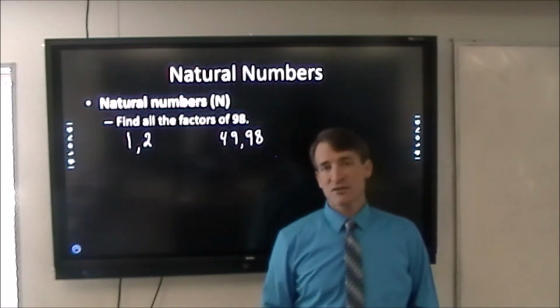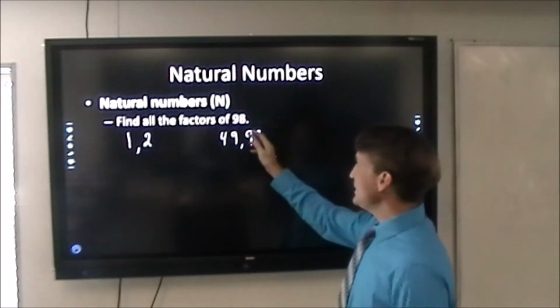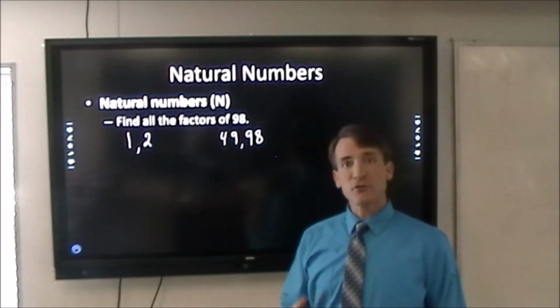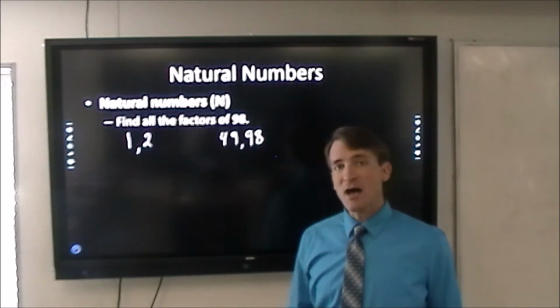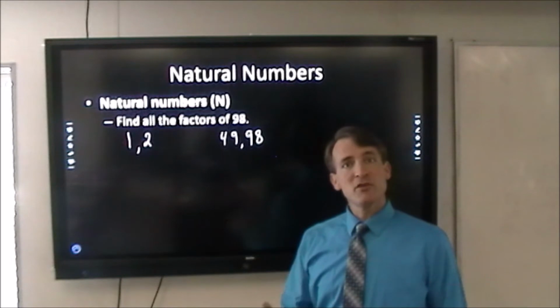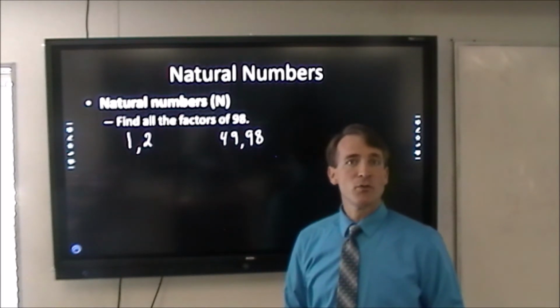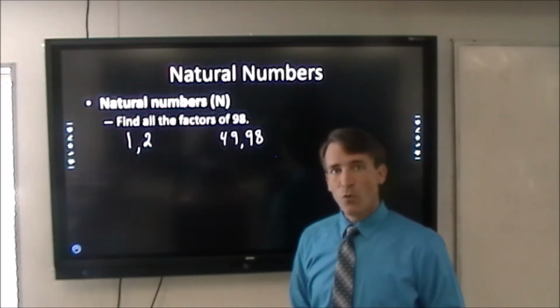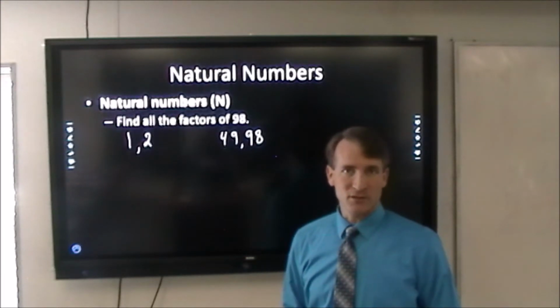Then I'll go to my next number, the number 3. If I try to take 98 and divide by 3, it will not come out evenly. We'll get 32 with a remainder of 2. So 3 is not a factor. Remember, in order to be a factor, when we do our division, we have to come up with a remainder of 0. If I go to the number 4, I once again cannot divide evenly.